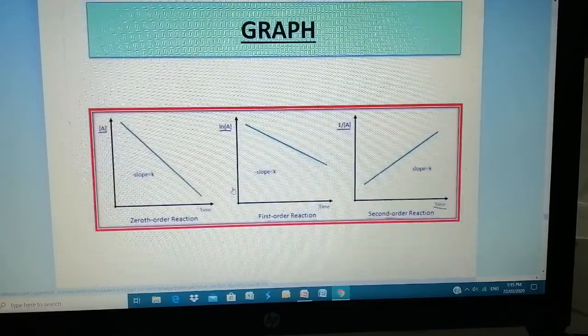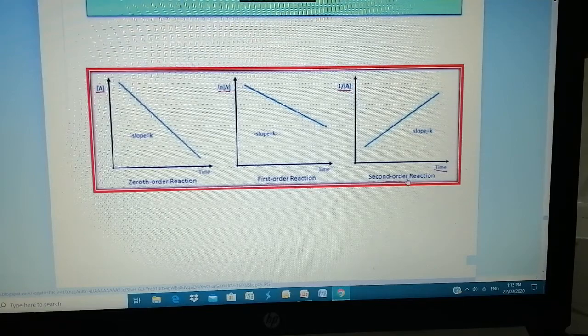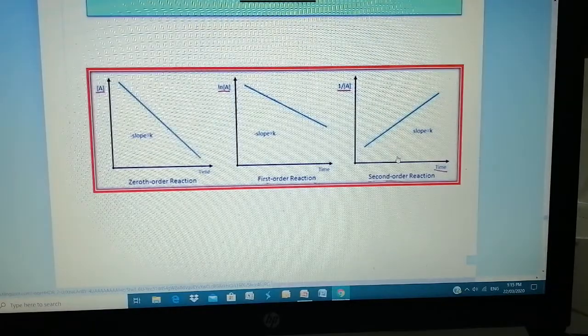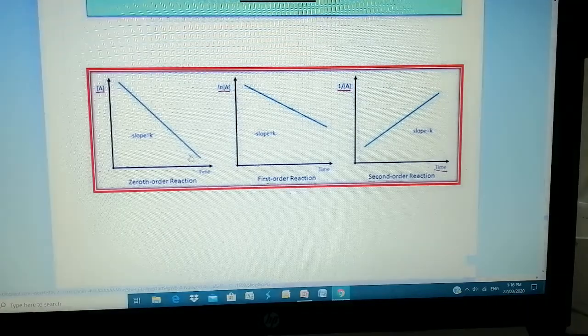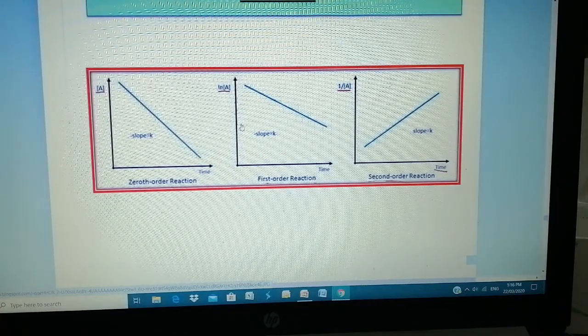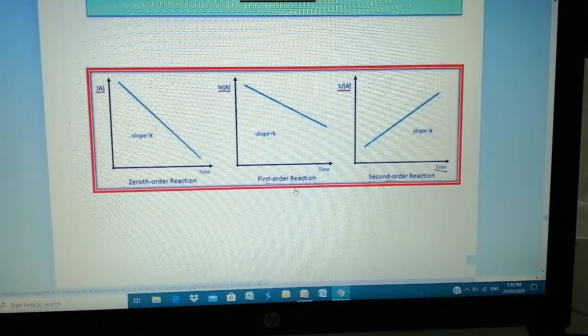So we'll see another question. This is concentration and time, which is for a zero order reaction. This is log of concentration and time, which is for a first order reaction. And this, 1 by concentration and time, is a second order reaction. If they give you concentration and time, and the shape of the graph is like this, it will be a zero order reaction. If they ask you to plot a graph with log of concentration of A and time, and you are getting this, it will be a first order reaction.